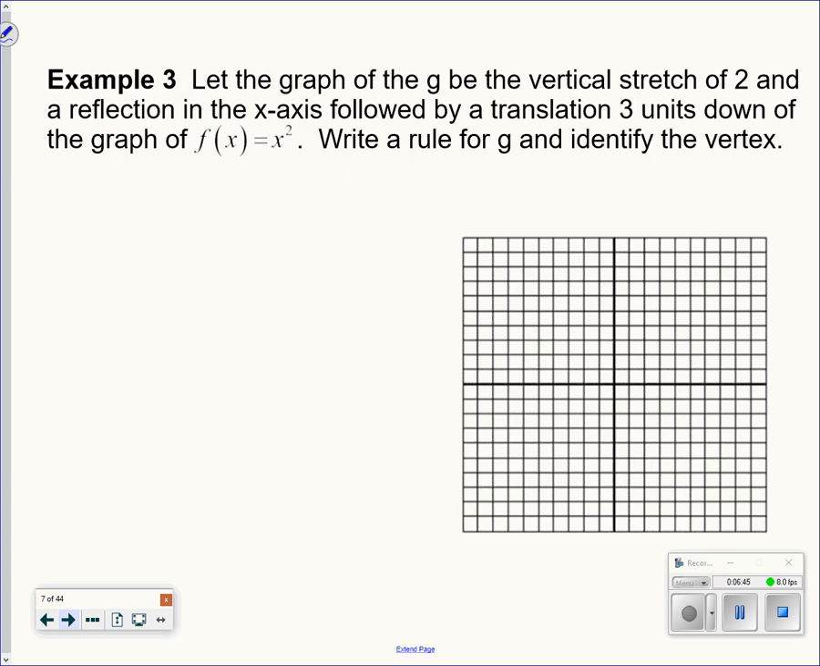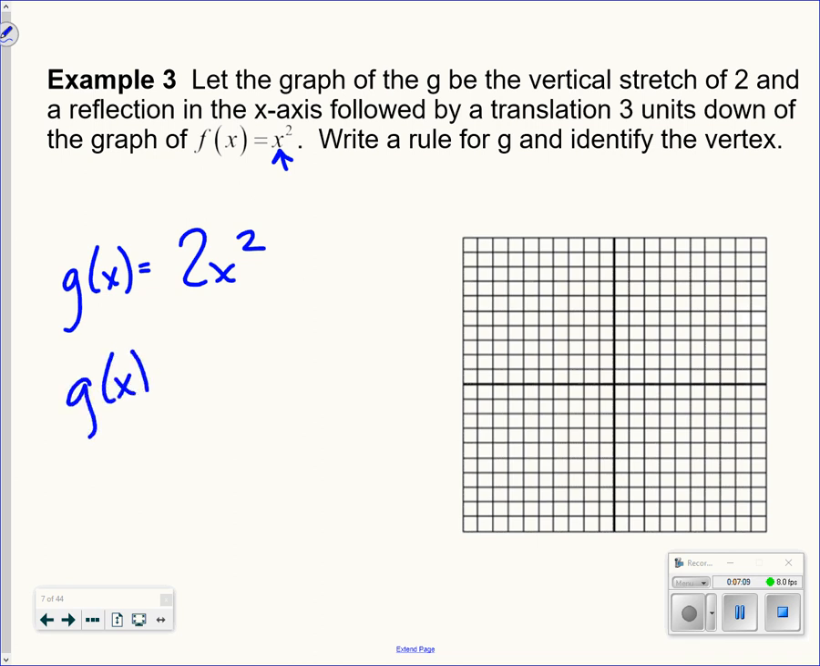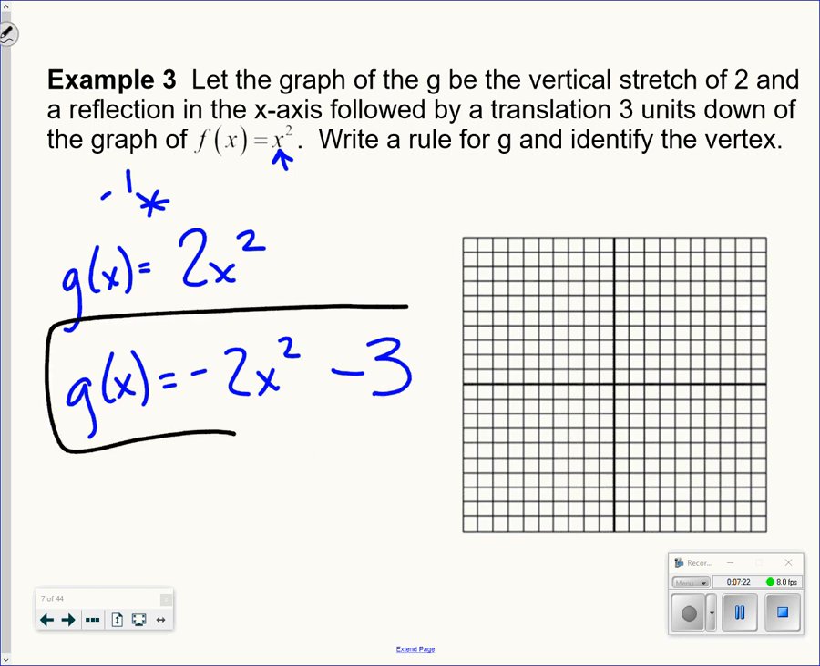So here we go. Let the graph of G be a vertical stretch of 2, a reflection on the x-axis, followed by 3 units down for f of x equals x squared. I'm going to write G. Do it in order. So if I want a vertical stretch of 2, I'm going to take this function and multiply it by 2. I want a reflection on the x-axis. I'm going to take that function and multiply it by negative 1. So that becomes negative 2x squared. Then I want to do a translation 3 units down. So I'm going to take this function and subtract 3. So there is the new function for G.